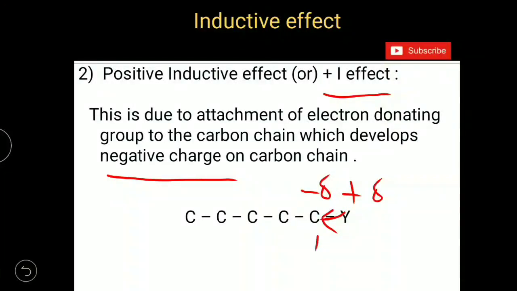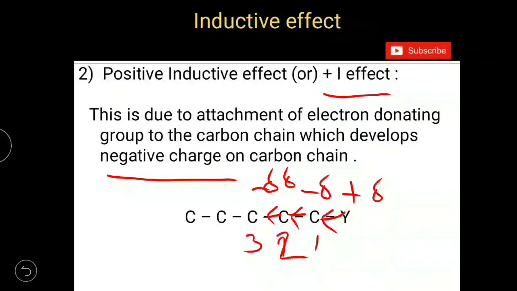Now the second carbon has a tendency of attracting the electron pair from the negatively charged carbon. So the electron pair present between the first and second carbon atoms moves towards the second carbon. So the second carbon gets a partial negative charge, which is less than the negative charge we have on the first carbon atom. In the same way, there will be polarization of the sigma bond along the carbon chain.